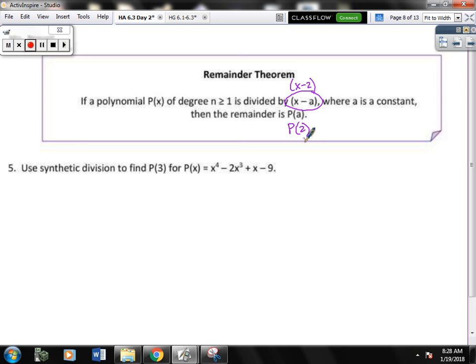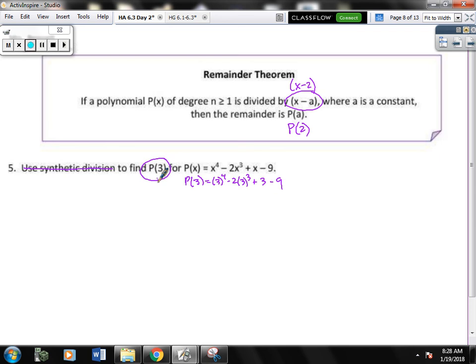So they asked us to use synthetic division to find p of 3. If you wanted to find p of 3, and if they did not say use synthetic division, all you would have to do is plug in 3, right? Evaluate, you would just plug in. And if you have a calculator, I personally would just type it in my calculator and get my answer. But if you don't have a calculator, you would have to do all the order of operations in your head, 3 to the 4th, 3 to the 3rd times 2, and then all of the math that goes along with it. And sometimes the numbers are significantly larger. So what this theorem is useful for is that if you didn't have a calculator to type this in, you can use synthetic division.